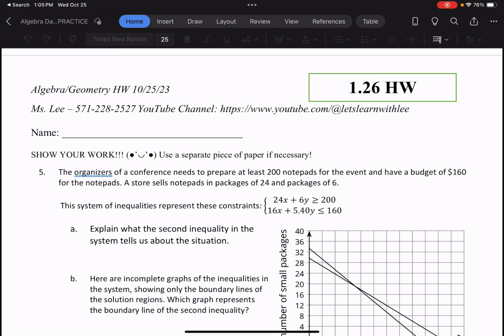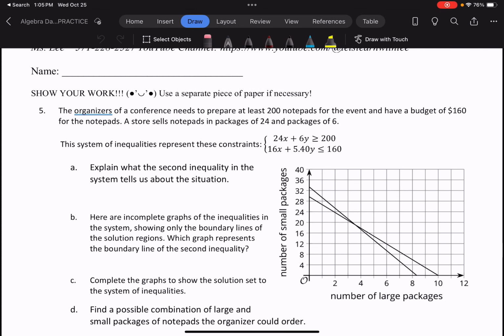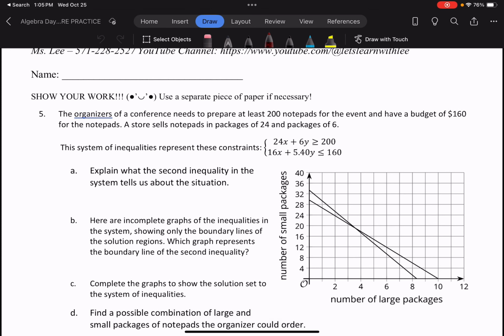So this first one says the organizers of a conference need to prepare at least 200 notepads for the event and have a budget of $160 for the notepads. A store sells notepads in packages of 24 and packages of 6. So those are the two types of packages. I'm going to go ahead and label packages of 24 as X and packages of 6 as Y, which we see right here. The system of inequalities represents these constraints.